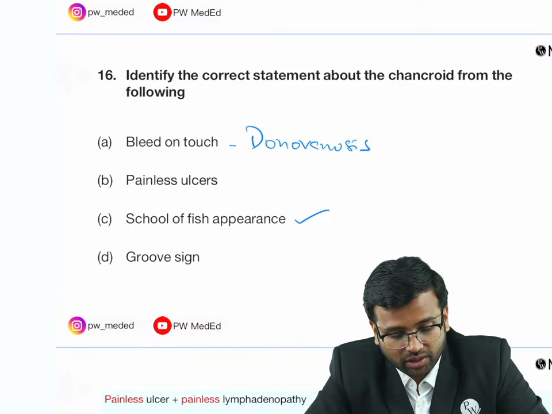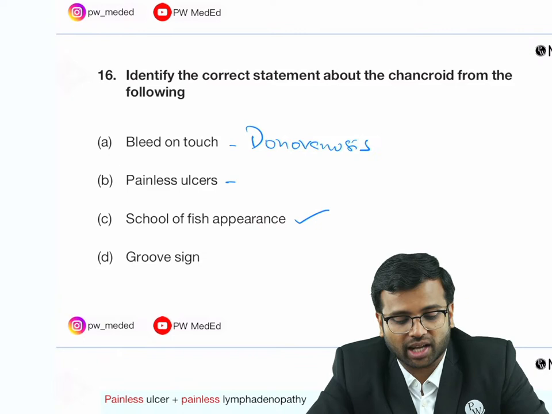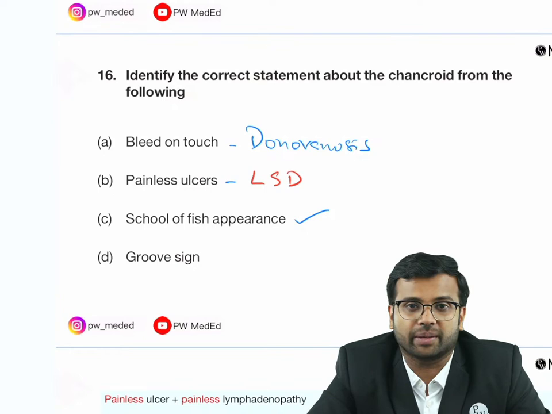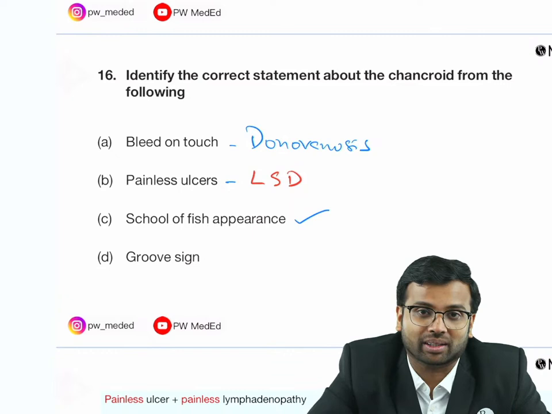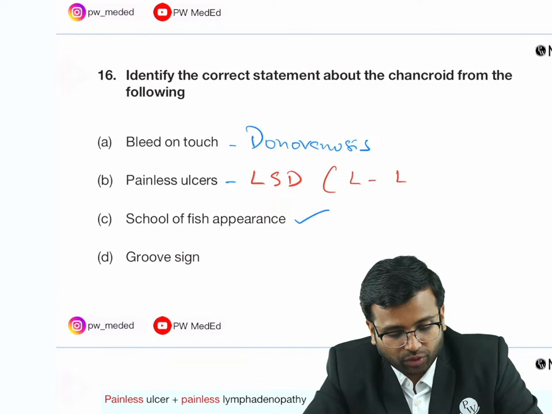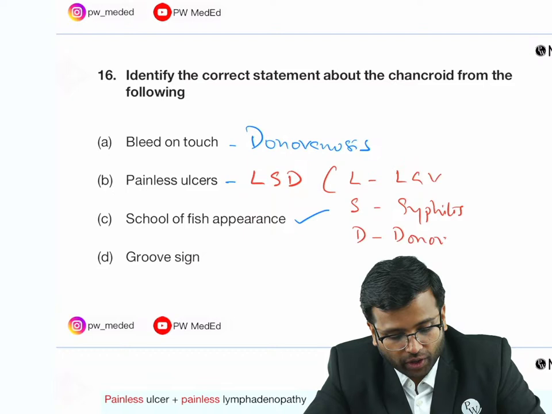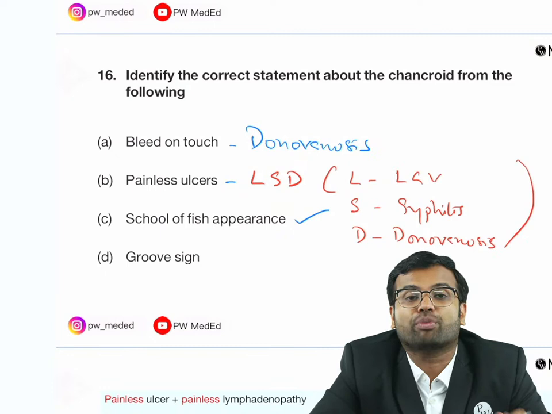And which are the types of painless genital ulcers? Chancroid is going to be painful. So painless genital ulcer, you can remember it with a mnemonic, that is LSD. LSD is a drug. So if you take a drug, you may not get to know a pain, correct? So you can try to remember it like that, that LSD are the examples of painless genital ulcers. And what is L? L stands for LGV. What is S? S stands for syphilis. And D stands for donovanosis. So all these are the examples of painless genital ulcers.